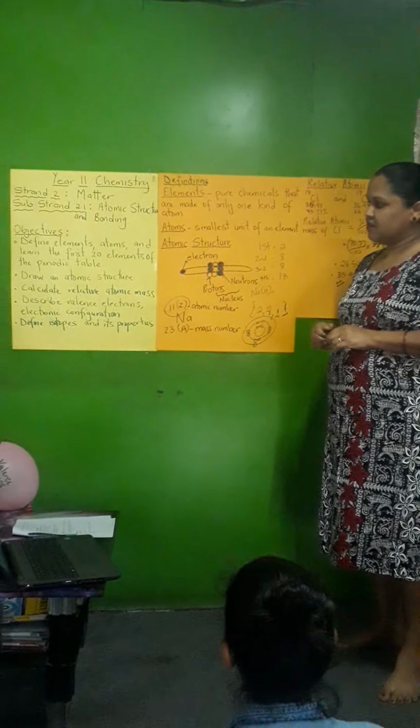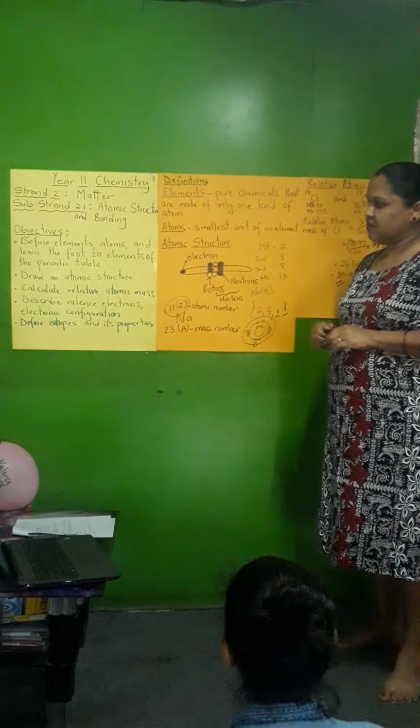Let's look at some of the definitions. The first one is elements. Elements are pure chemicals that are made up of only one kind of atom. That means there are no other combinations of any other chemicals in it. Examples of elements are sodium, potassium, calcium, copper, iron, sulfur, and magnesium. Atoms are the smallest unit of an element.